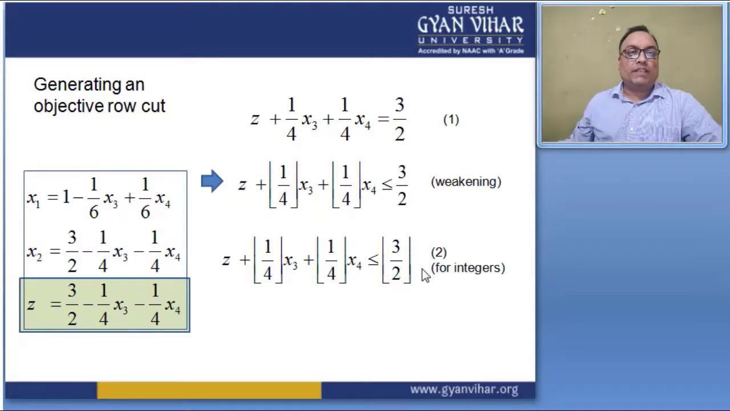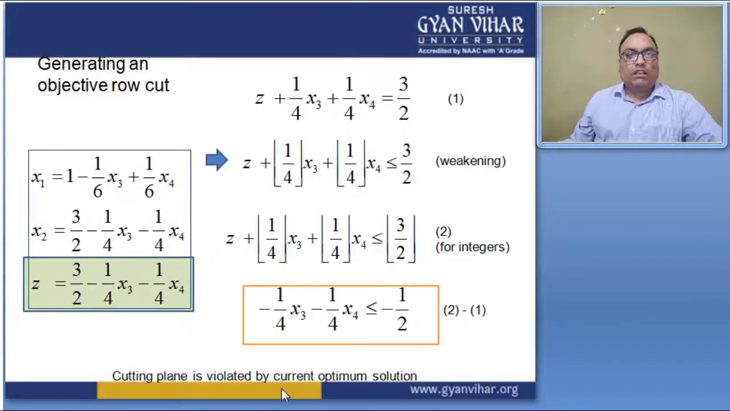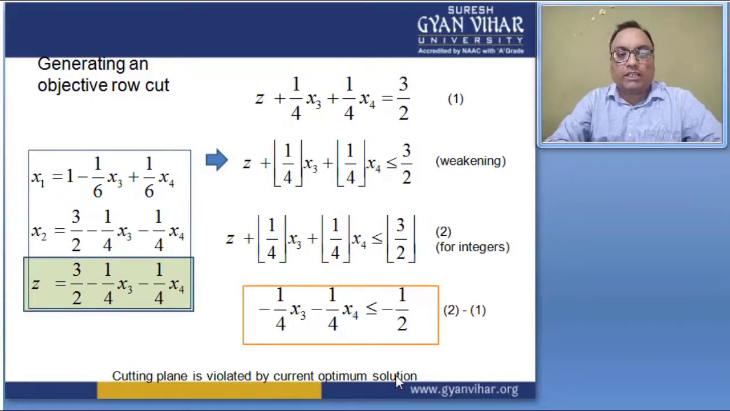In both cases, this mod always gives a positive value, so this is the integer value, right? If we subtract equation 1 from equation 2, it gives minus 1/4 x3 minus 1/4 x4 less than or equal to minus 1/2. So the cutting plane is violated by the current optimal solution for this case. Moving to the next slide.